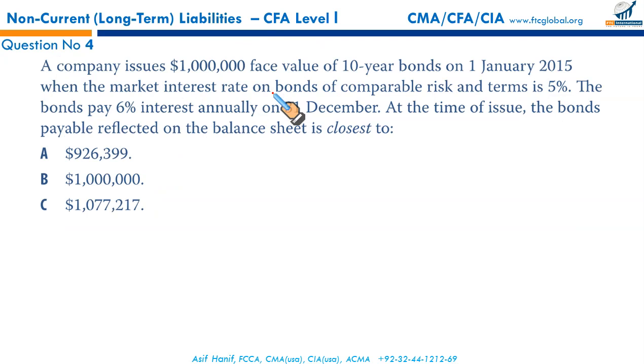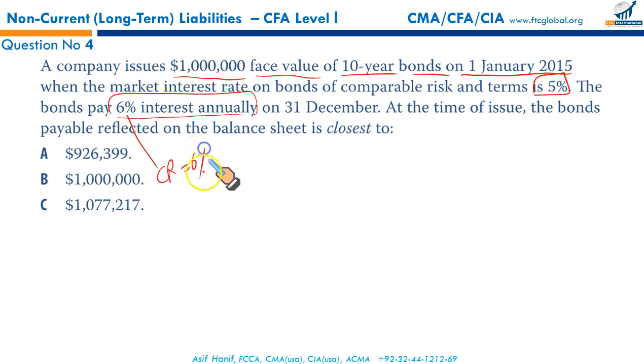Next, a company issues a $1 million face value 10-year bond on 1st January 2015, when the market interest rate on bonds of comparable risk and term was 5%. The bond pays 6% interest annually. This 6% is the coupon rate. Market rate of interest is 5%. Since your coupon is more than the market rate of interest of comparable bonds of similar terms, it will sell at a premium.